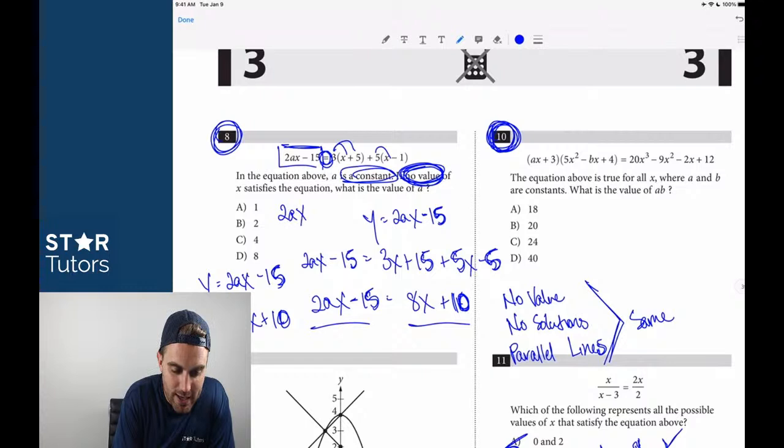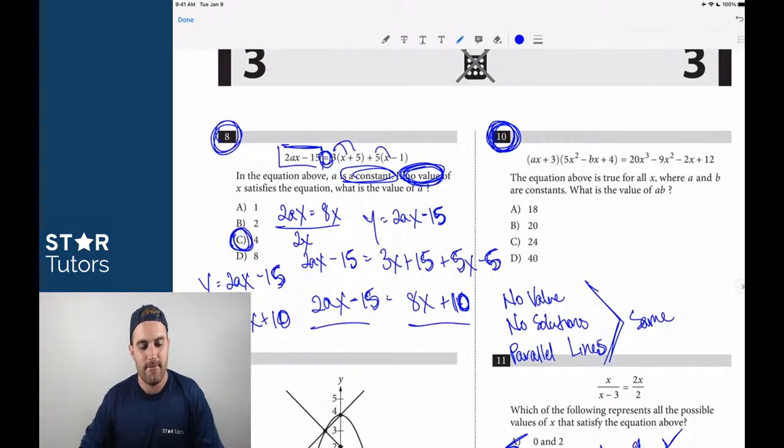Because it's actually 2ax is equal to 8x. If we divide by 2x on both sides, the answer actually is 4 here. Right? Because the a value is 4. Yes, the slope is 8, but they're looking for the value of a.